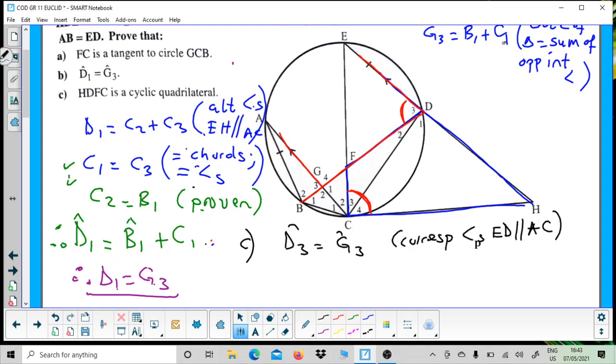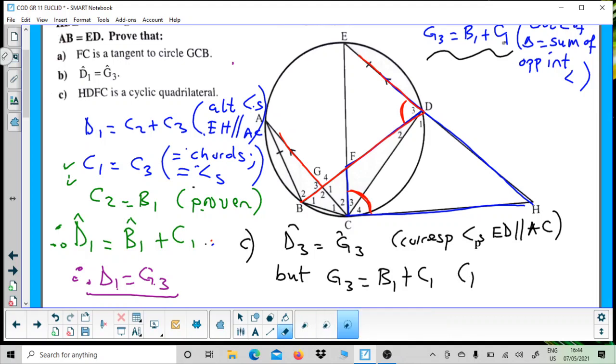Now, the problem we have is to move from C3 and 4 to make it equal to something else. Maybe G3. Wait, what was G3? B1 plus C1. So we have everything that we need. Do you remember G3 is equal to these two? So we just have to prove that C3 and 4 is equal to all of that. Perfect. Let me just write it down. G3 is equal to B1 plus C1. How did we get that one? Exterior angle of a triangle.